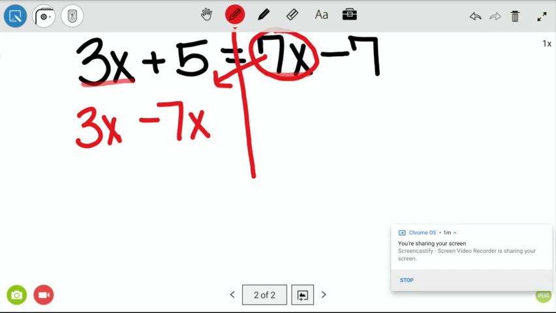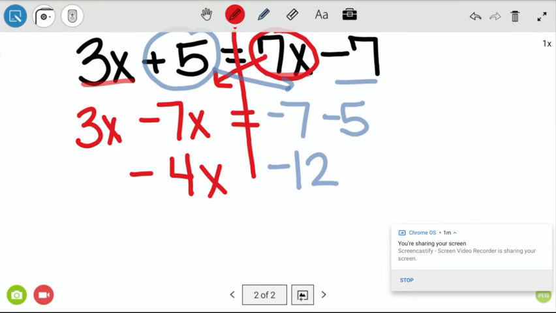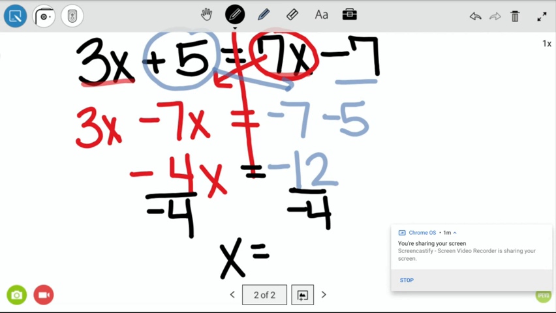Now on the other side, we have our equal sign, and we have a negative 7 that's already here. Now this positive 5, we want to move it over. It becomes a negative 5. So now we can just combine our like terms. 3x minus 7x gives us negative 4x. Negative 7 and negative 5 make a negative 12. And then your last step is always to divide by the coefficient with x. In this case, it's negative 4. And two negatives become a positive 3. So that's the types of equations we're going to solve today.